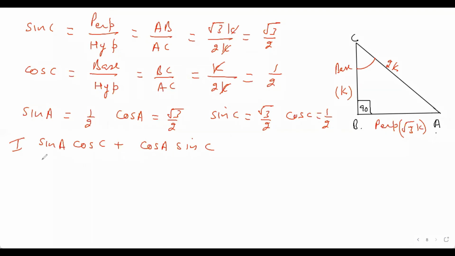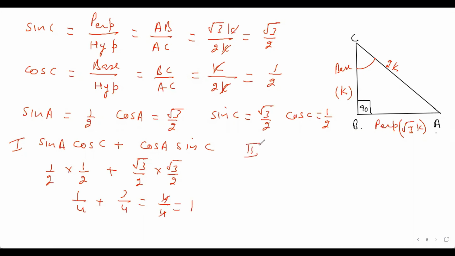Now substitute the value. Sin A is half. Cos C is half. Cos A is root 3 by 2. Sin C is root 3 by 2. I'll have 1 by 4 plus 3 by 4. That will come out to be 4 by 4. That is equal to 1.